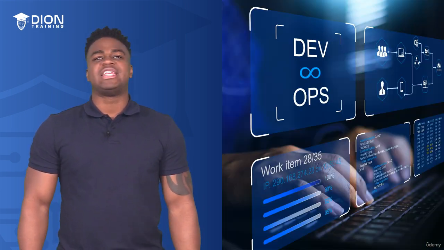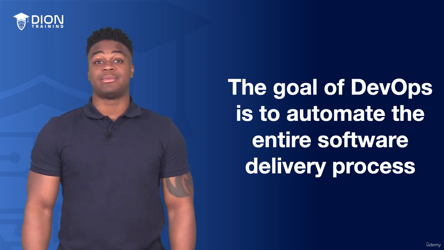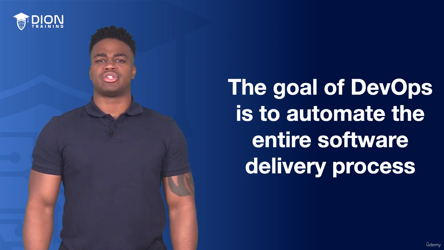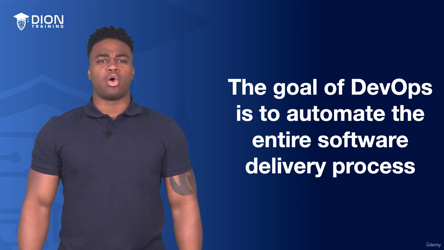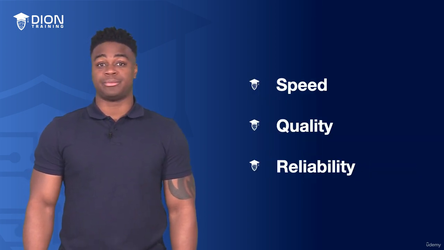Now, as we begin the section, we will discuss DevOps. DevOps is a software development methodology that emphasizes collaboration and communication between development and operations teams. The goal of DevOps is to automate the entire software delivery process from code development and testing to deployment and infrastructure management. By integrating development and operations teams and automating the software delivery process, organizations can improve the speed, quality, and reliability of the software.